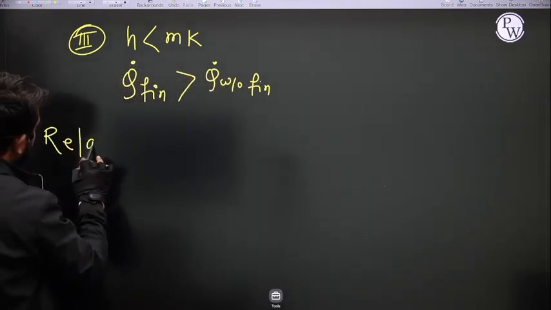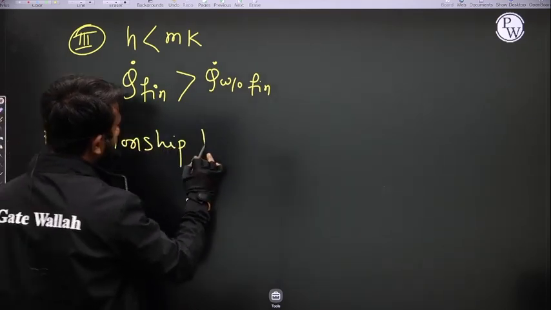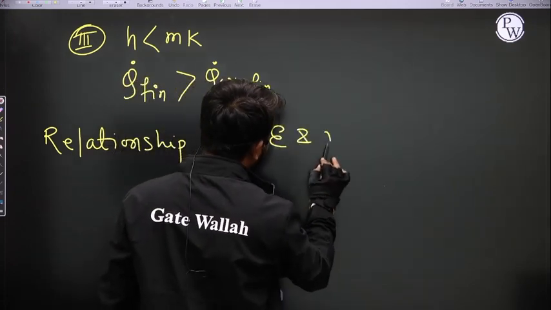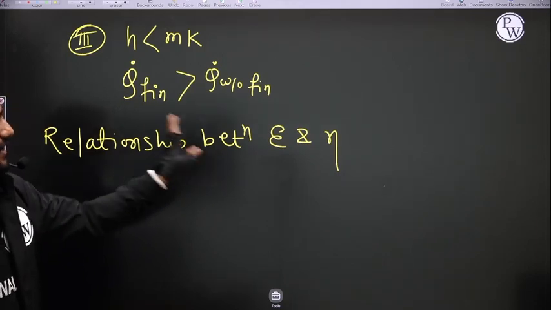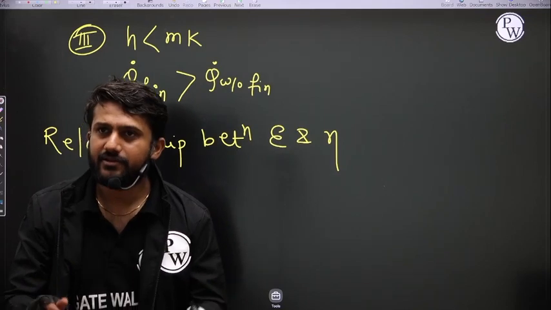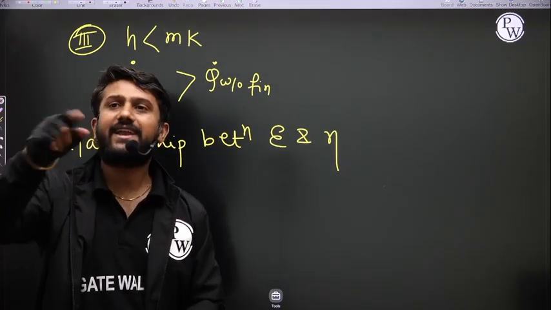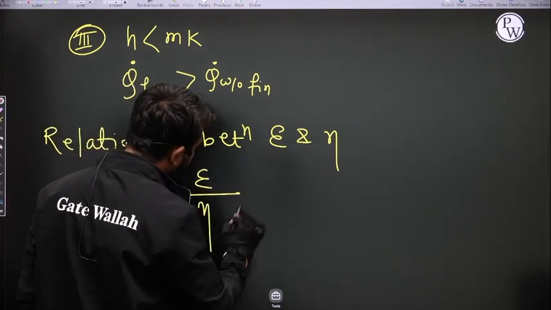There is a last topic, the relationship between effectiveness and efficiency. Sorry, I forgot this topic. What is the relationship? You can easily find out. You know the effectiveness formula. Let us assume I am considering the infinitely long fin. You know the effectiveness formula, you know the efficiency formula, right?